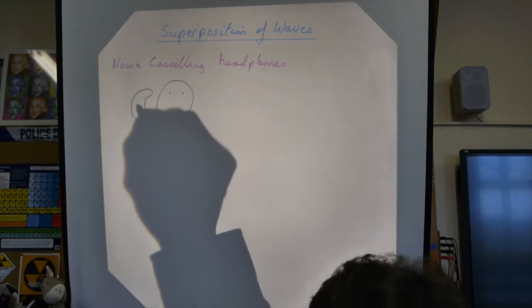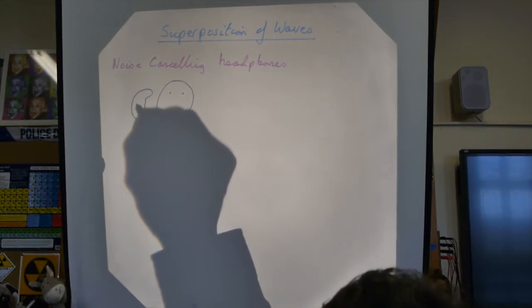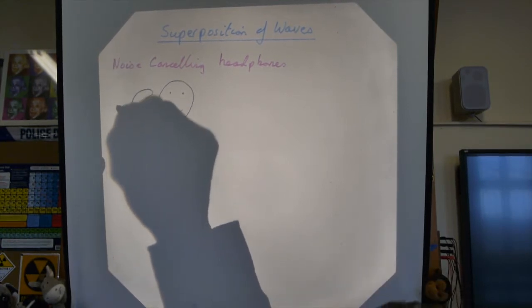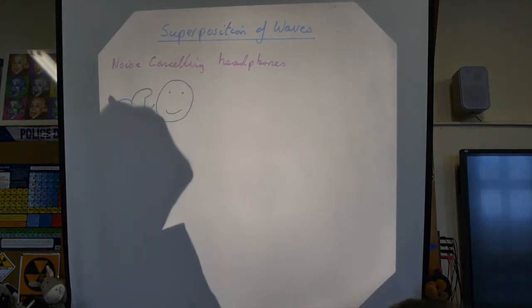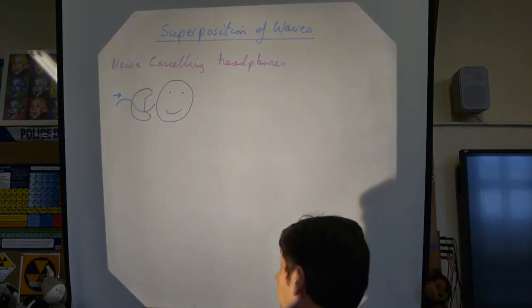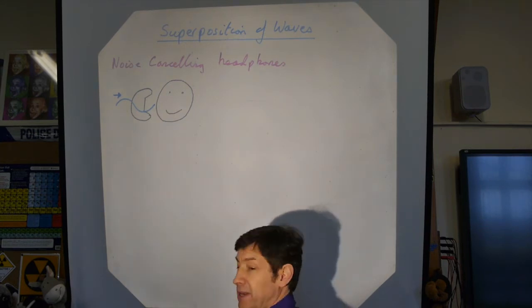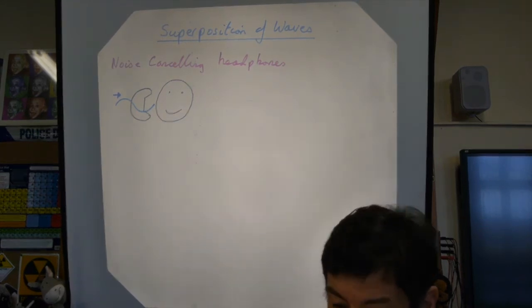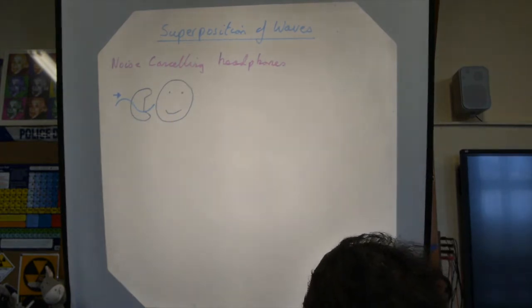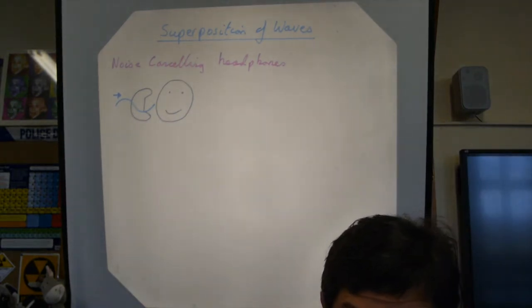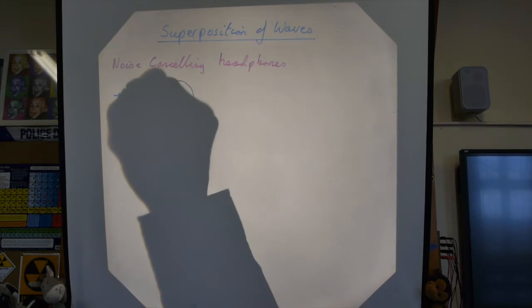Now, I'm not going to draw this in terms of changing amplitude, but what I'm suggesting is that some of the sound from the outside could get in. So there's the sound wave making its way in through the headphone. Obviously, the amplitude and intensity would reduce. But what would happen if in the headphones we had a little microphone? I'll draw a little microphone there.